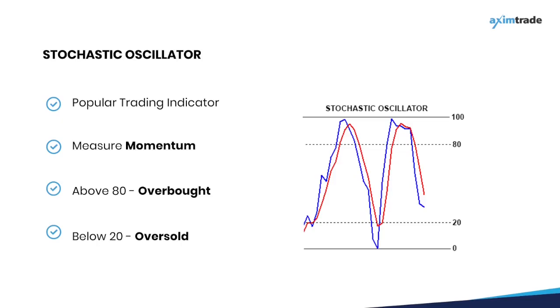When the stochastic oscillator is above 80, the market is overbought. And when the stochastic oscillator is below 20, the market is oversold. The stochastic oscillator compares the current movement to its recent range, highs and lows.